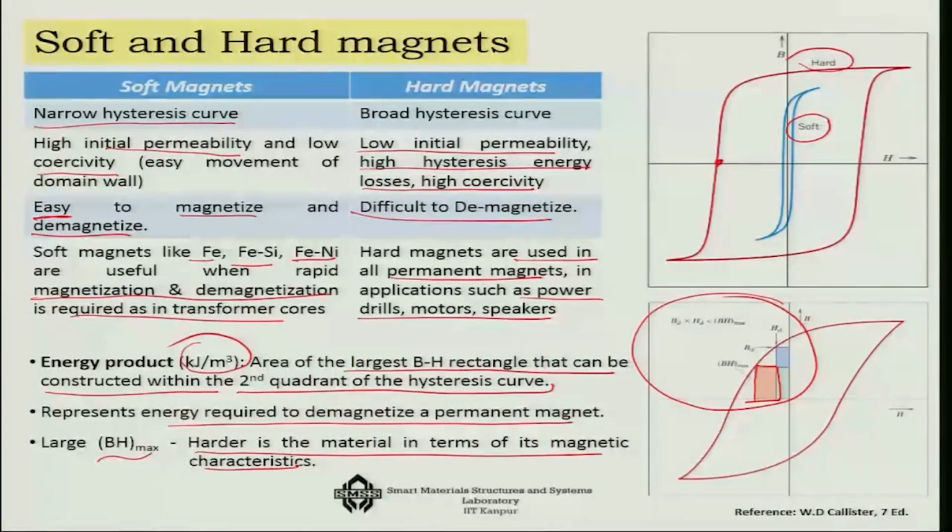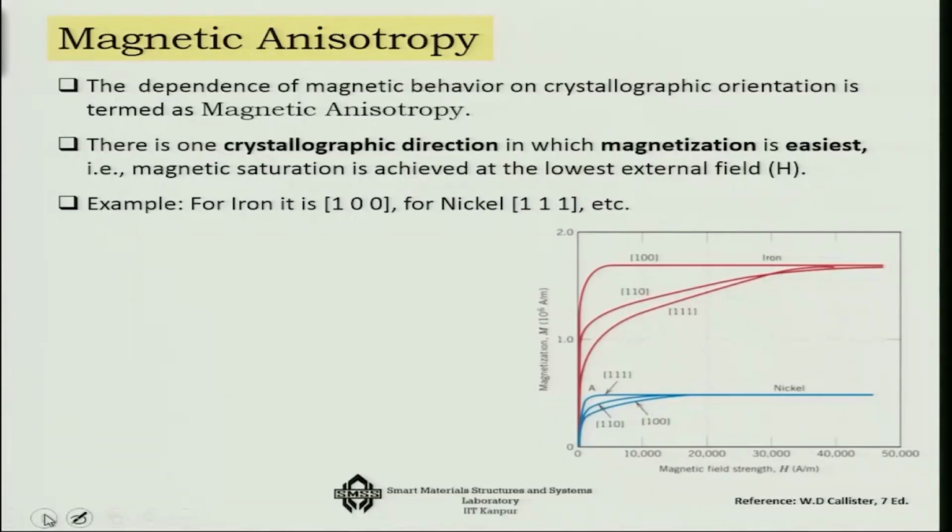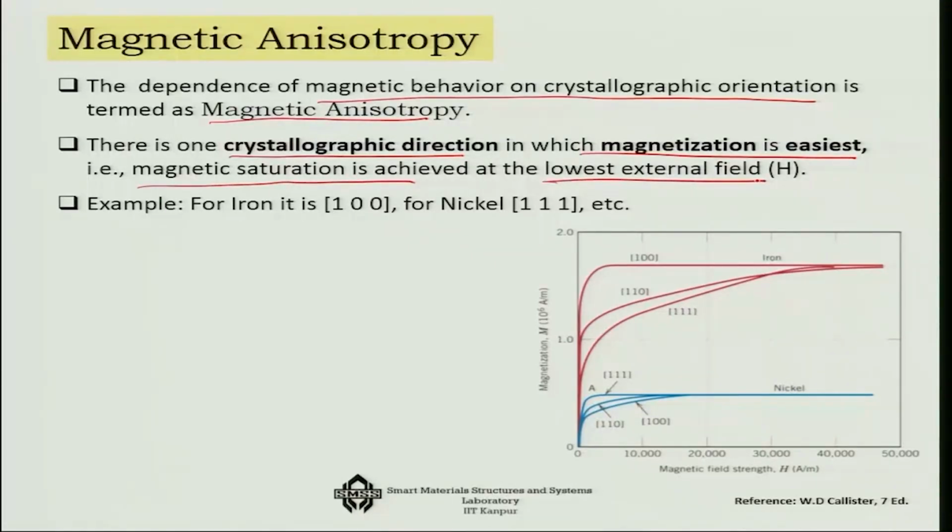We have already talked about mu, the magnetic permeability. Now, we have a new one, the BH max, which is important in categorization of soft and hard magnets. Next is magnetic anisotropy. The dependence of the magnetic behavior on crystallographic orientation is termed magnetic anisotropy, because not all directions are equally easy for magnetization. The crystallographic direction in which magnetization is easiest, that means magnetic saturation is achieved at the lowest external field, is called the easy axis.